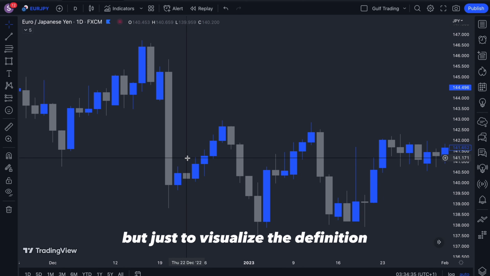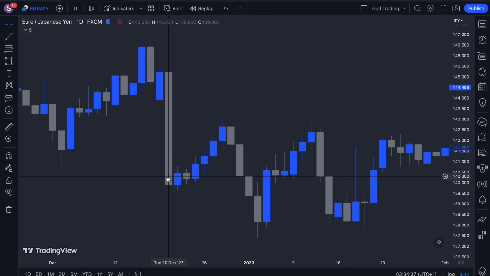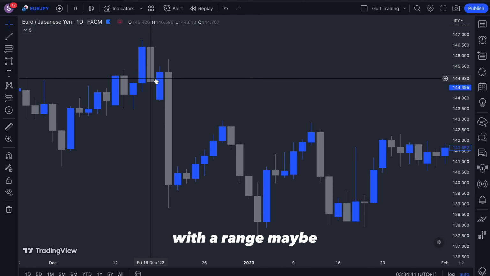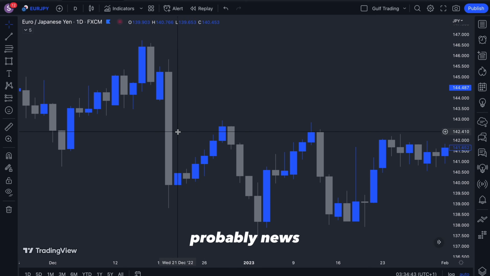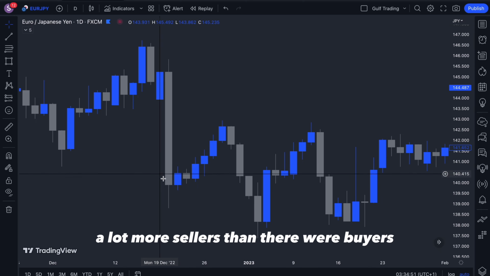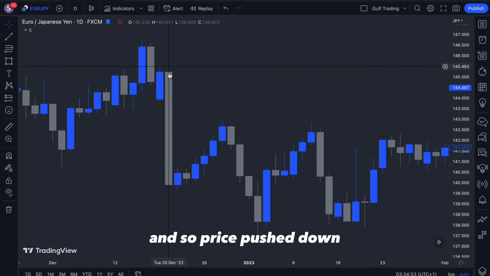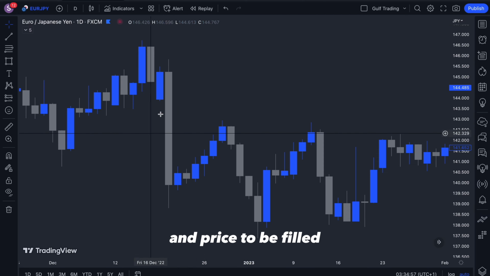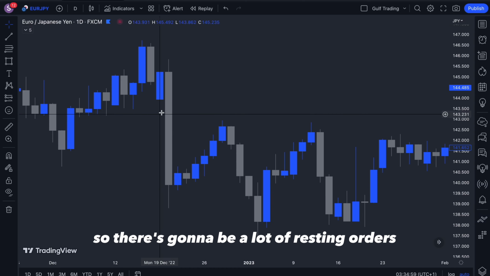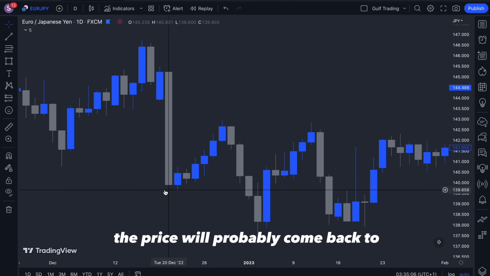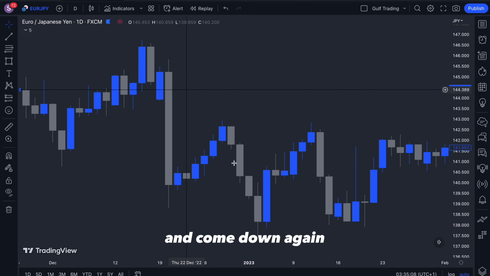But just to visualize the definition, if we look at this big bearish candle here, you can see before it, price is just moving up a bit, a little bit of a range maybe, and then you get a huge candle, probably news. As you can see, there was a huge imbalance, a lot more sellers than there were buyers, and so price pushed down without giving the opportunity for more people to sell and price to be filled at proper levels. So there's going to be a lot of resting orders within this zone, all the way up to just the candle before it started dropping. The price will probably come back to fill those orders and come down again.